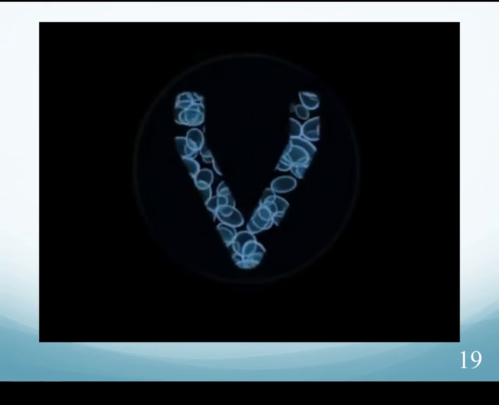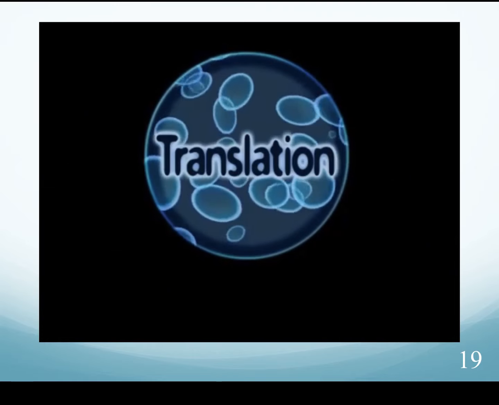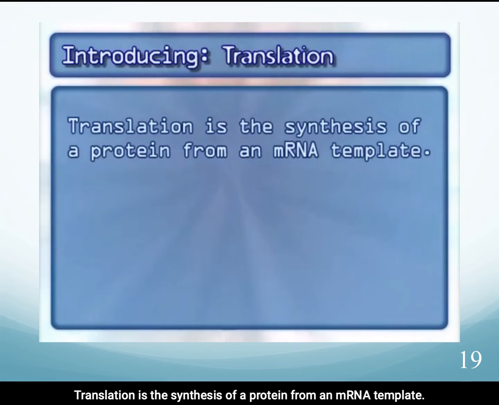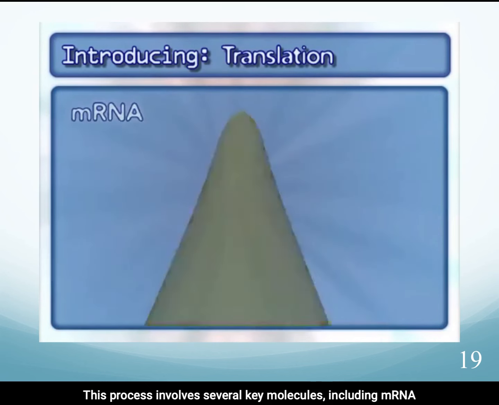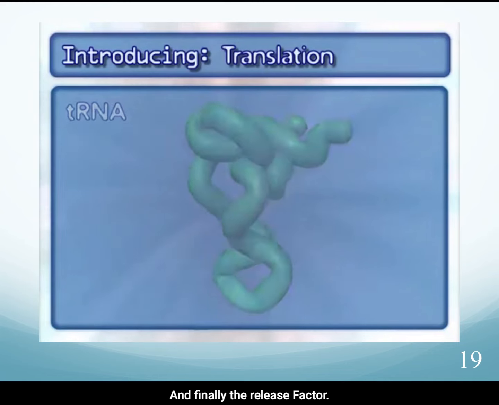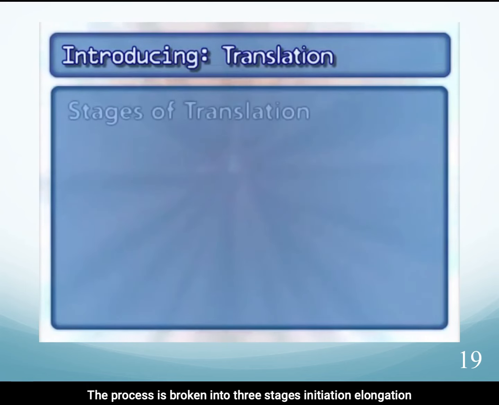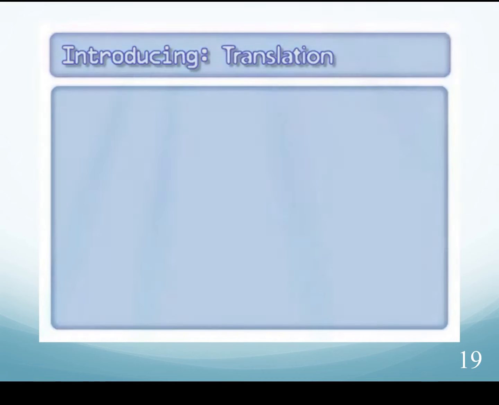Let's review the process of translation. Translation is the synthesis of a protein from an mRNA template. This process involves several key molecules, including mRNA, the small and large subunits of the ribosome, tRNA, and finally, the release factor. The process is broken into 3 stages: initiation, elongation, and termination. Let's see the process in action.